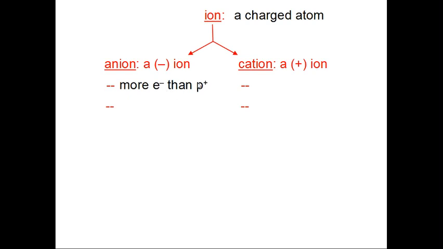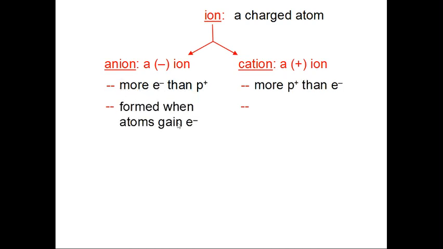Now, I just told you can't change the number of protons, so how that happens is you have to, well, let's skip over here first. For cations, you have more protons than electrons, but like I said, you cannot change the number of protons that you have. So to become an anion, you have to gain electrons. To become a cation, you want more protons, so you have to lose electrons. You cannot change protons.